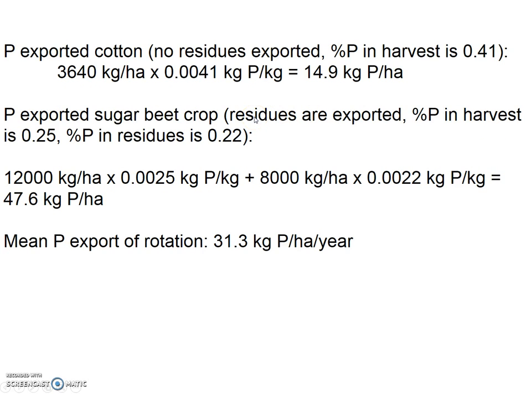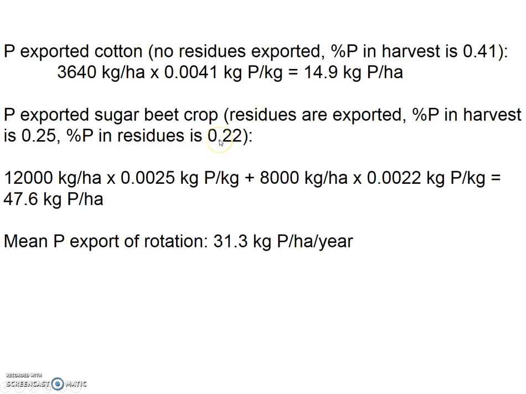Okay, let's calculate now the exported phosphorus. First, for cotton, no residues are exported, only the harvest is exported, with a percent of phosphorus of 0.41. So multiplying 0.41 by dry matter yield, we come up with the total amount of phosphorus exported, 14.9 kilograms of phosphorus per hectare.